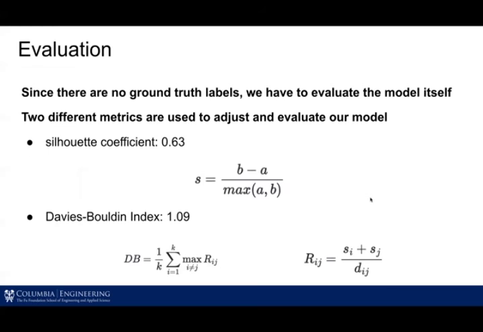As for the evaluation of our model, it is kind of tricky because we do not have a ground truth label for the data sets. Therefore, we have to evaluate the model itself. The two coefficients we found online that do such a job for us are called the silhouette coefficient and the Davies-Bouldin index. We adjusted those two indices to get to the desired value by trying different models and different input parameters. Eventually the best result we got for the silhouette coefficient is 0.63.